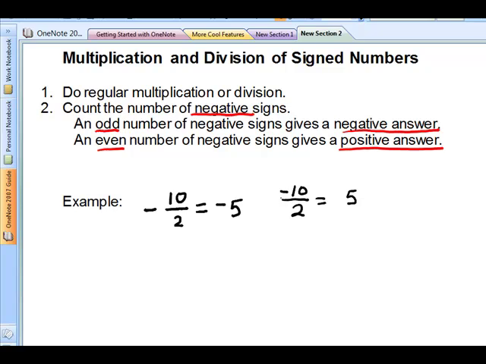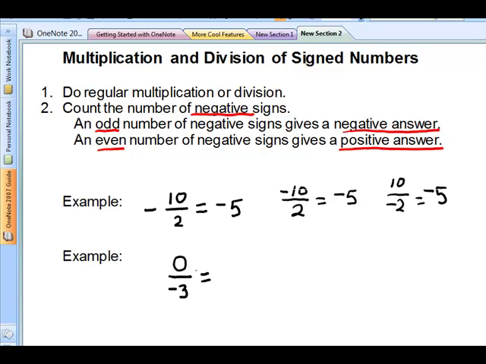Count the negatives. There's only one, that's odd, so negative. Or 10 divided by negative 2. We would divide 2 into 10 would go 5. Count the negatives. There's only one, that's odd, so negative. So in vertical form, if it's just in front, just count it one time.